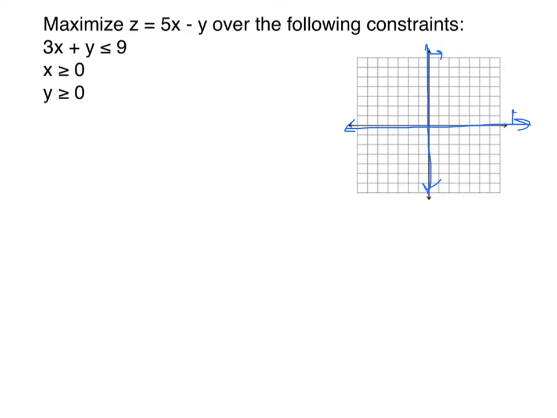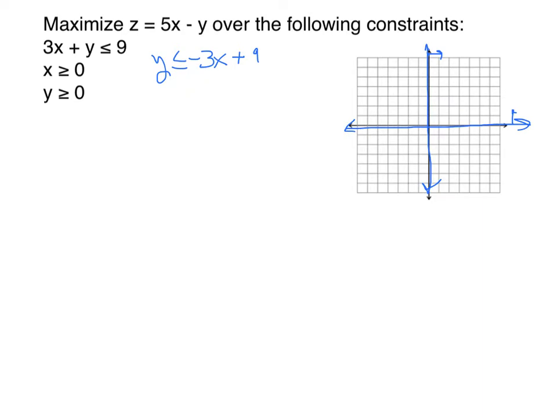Now, in order to graph 3x plus y is less than or equal to 9, we can either find the intercepts or we can just isolate y. So I'm going to do that. We're going to subtract the 3x from both sides, and we get y is less than or equal to negative 3x plus 9. So let's go ahead and graph this.